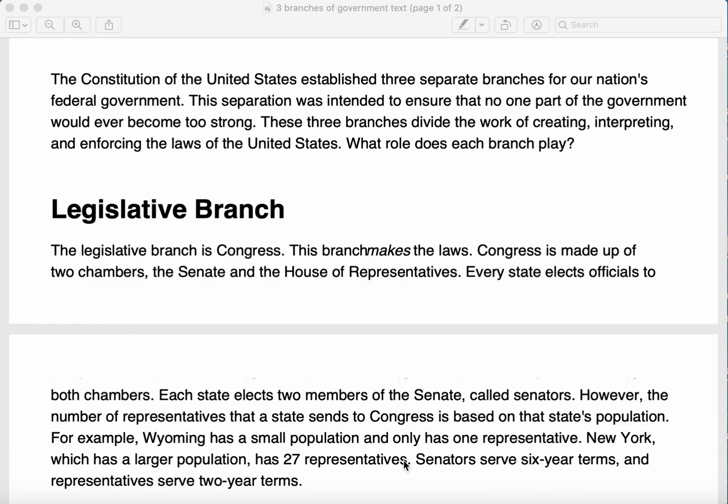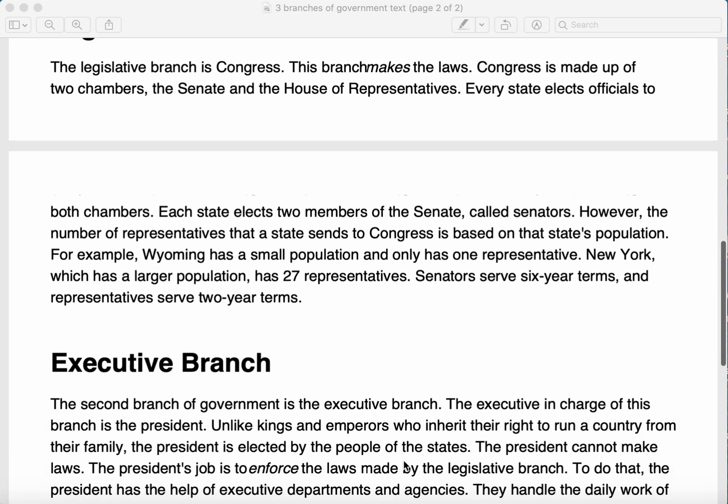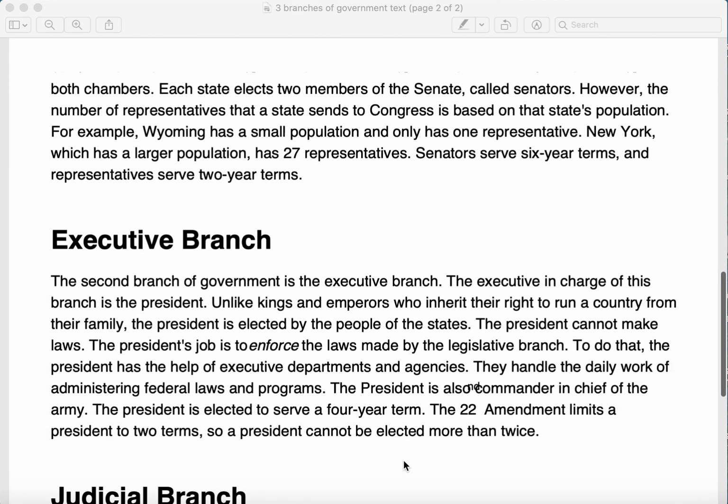Legislative branch. The legislative branch is Congress. This branch makes the laws. Congress is made up of two chambers, the Senate and the House of Representatives. Every state elects officials to both chambers. Each state elects two members of the Senate called senators.